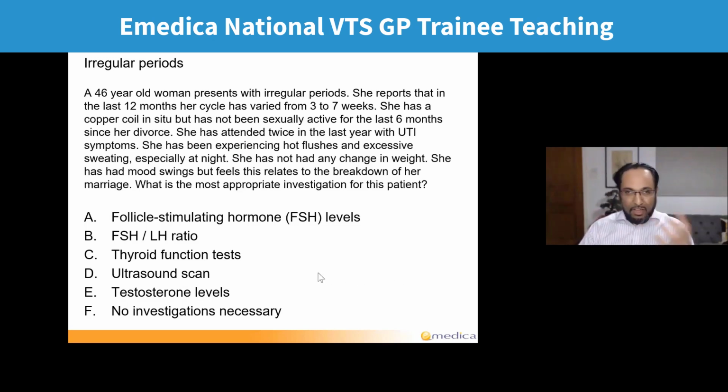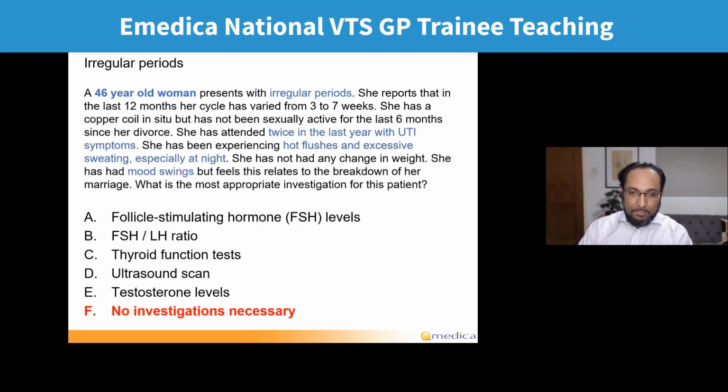Okay. So the actual answer as to what the diagnosis is for this scenario is this is perimenopause, isn't it? Okay. So what's the most appropriate test? That's the question. The correct answer is F. No tests are necessary. Okay.